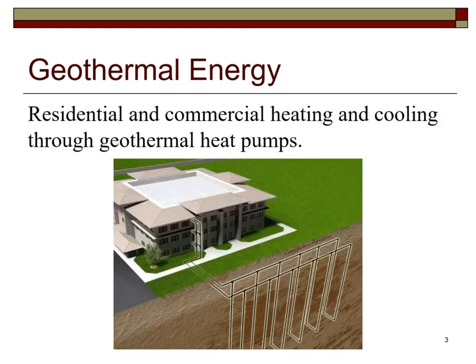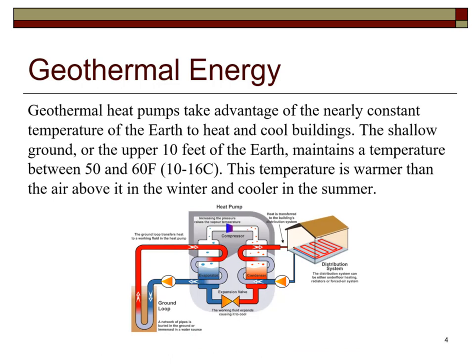Geothermal energy close to the surface is being used to heat and cool homes. Geothermal heat pumps take advantage of the nearly constant temperature of the earth to heat and cool buildings. The shallow ground, or the upper 10 feet of the earth, maintains a temperature between 50 and 60 degrees Fahrenheit. This temperature is warmer than the air above it in the winter and cooler in the summer.